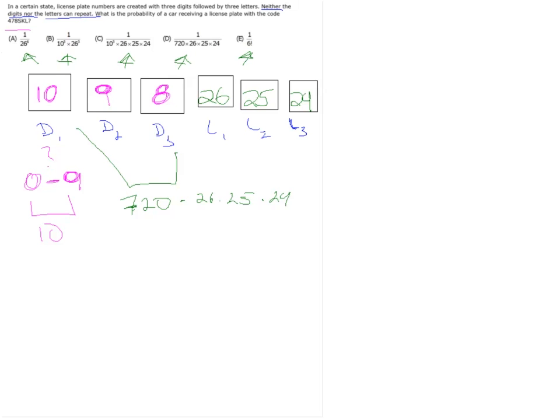Now, if you think about it, the code we're being asked to make, 478 SKL, well, it's just one code. There's nothing interesting about that code, except that it's just one out of the many thousands that could be made. Right? So the probability of getting that code is the number of favorable outcomes, which would be 1, divided by the total number of outcomes, which would be 720 times 26, 25, 24. And whatever that is, who cares, right? We're not being asked to simplify that any further.